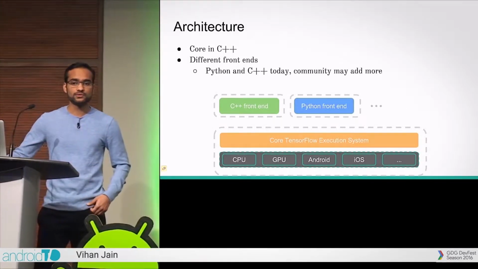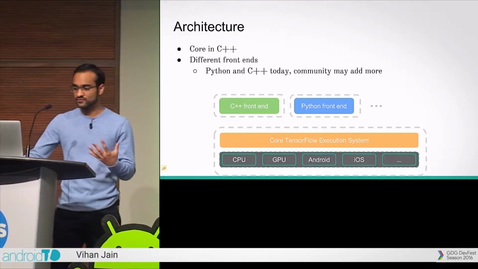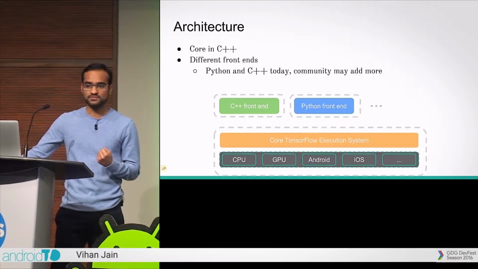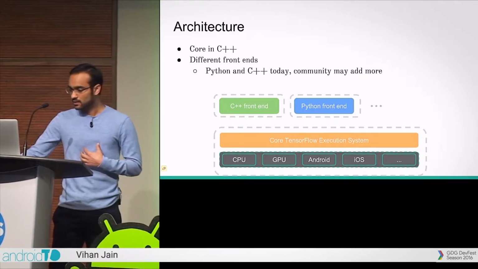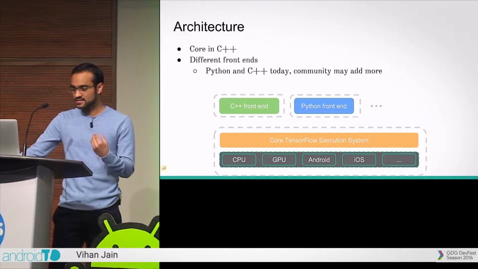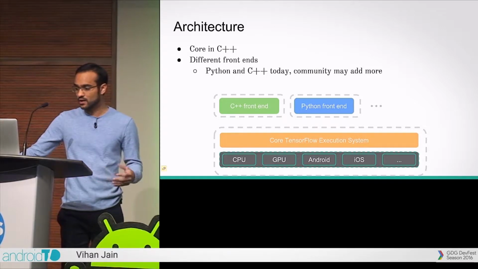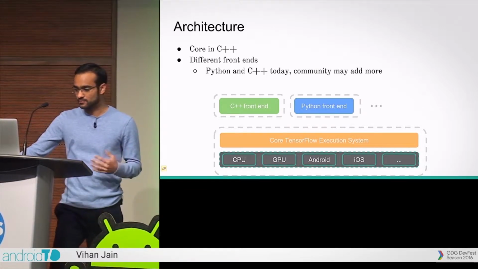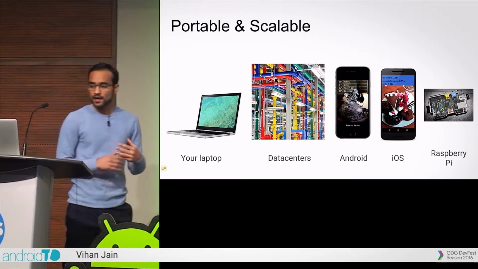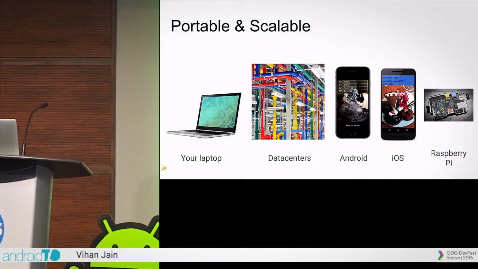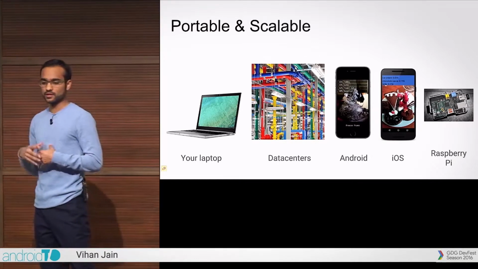So the core of TensorFlow is written in C++ for performance reasons. And as I said, you can interface with it using different front ends. Python is the most popular. We also have a C++ front end. And the developer community is adding many more. And all the code is on GitHub. Once you have compiled code, you can run it on CPU, GPU, TPU. You can run the same code on mobile devices like Android and iOS. You don't have to do any special custom logic for running it on different environments. It's really portable. You can take the same code and run it on a laptop, in a data center, or on mobile devices.